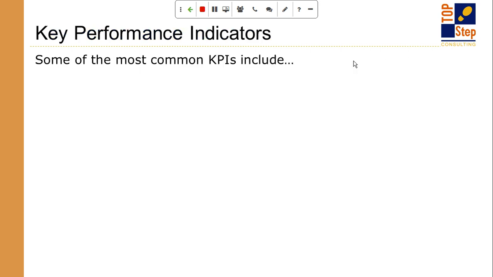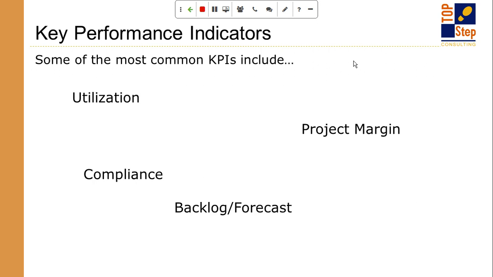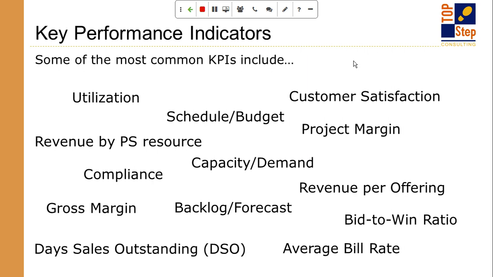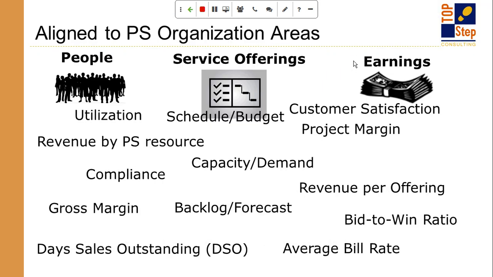Now, some of the most common KPIs besides the ones that I showed you in the graphs, because I like to look at stuff in graphs. I think it's very telling to see things in graphs. You see trends and patterns easier, I think. It's just visually, that's the way I think. But there are a lot of metrics out there, and some people want to see the numbers. So the variety of KPIs out there is quite diverse, but they all come back to the 3 main categories of professional services, which are people, their service offerings, and the earnings.